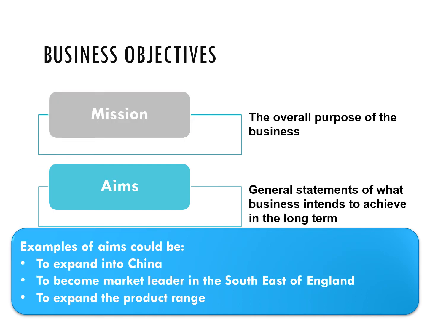We then get from that the business's aim. So this is normally a long-term target that the business wants to achieve. So for example, to expand into China, to become the market leader in the southeast of England, to enter new markets in Europe, to expand the product range. So you could maybe accuse them of being a little bit vague, but they're effectively where the business wants to get to in the long term.